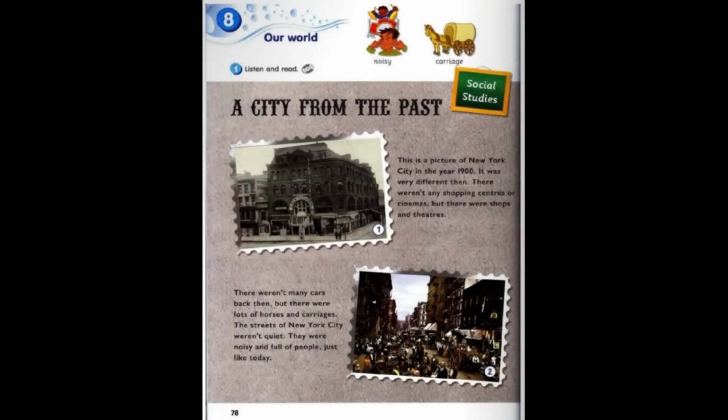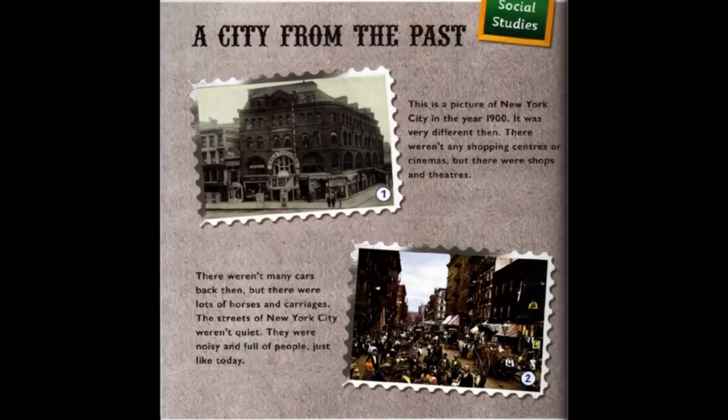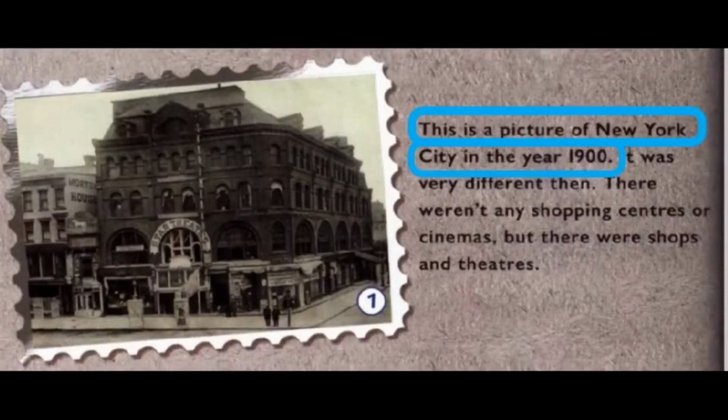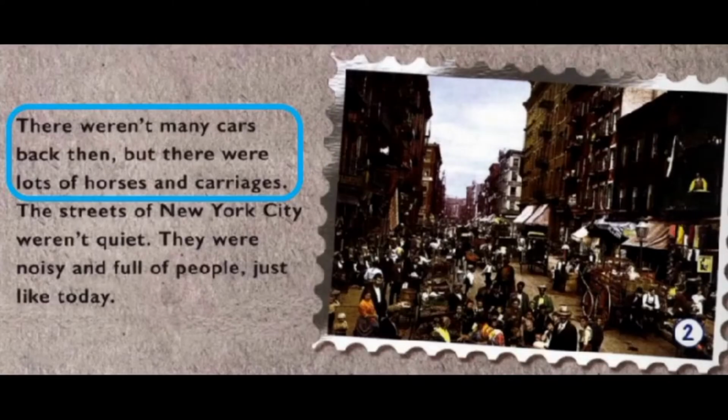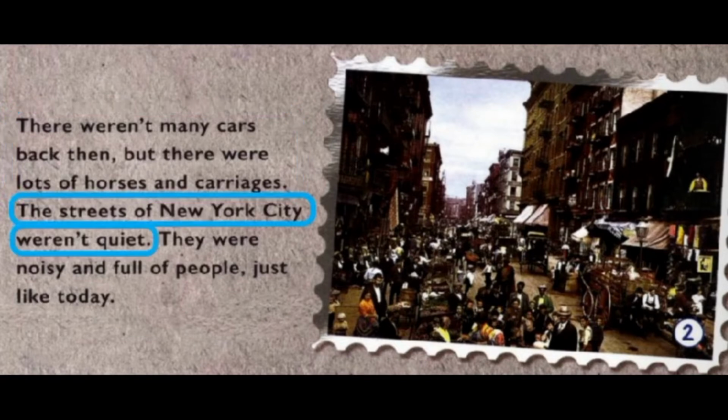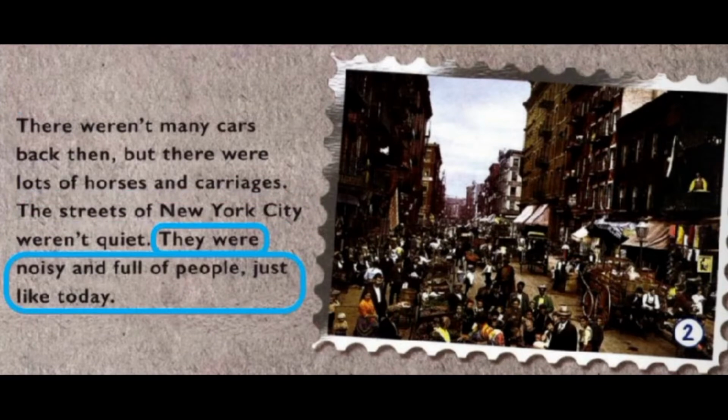Module 8. Our World. Social Studies. A city from the past. This is a picture of New York City in the year 1900. It was very different then. There weren't any shopping centres or cinemas, but there were shops and theatres. There weren't many cars back then, but there were lots of horses and carriages. The streets of New York City weren't quiet. They were noisy and full of people, just like today.